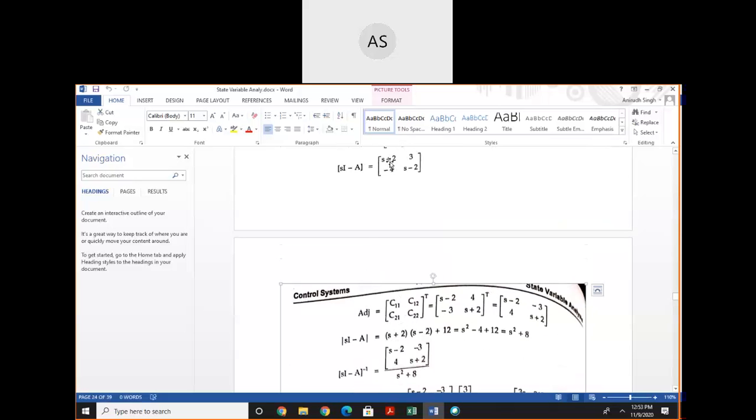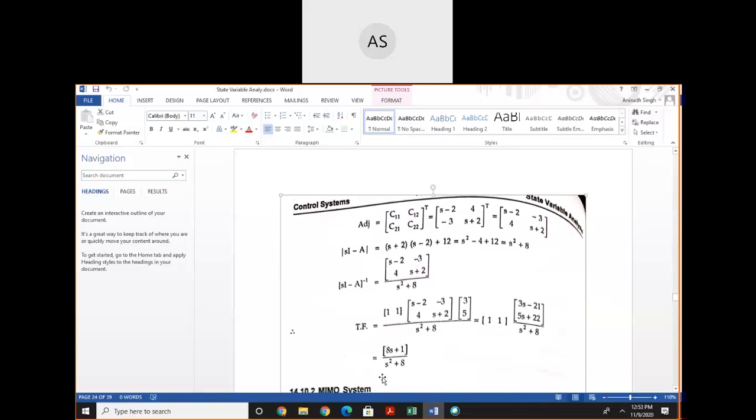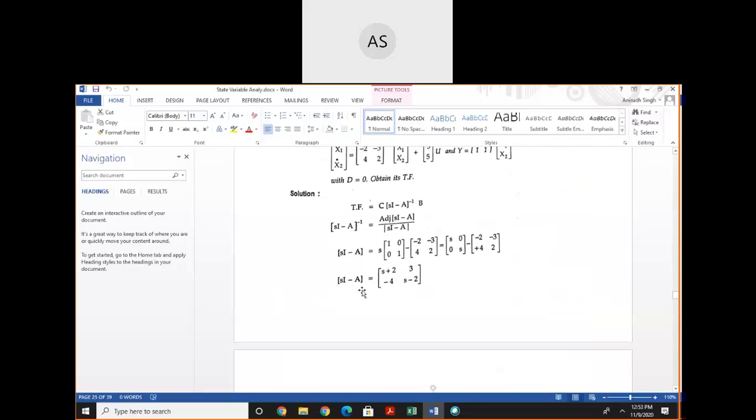Then calculate the determinant of SI minus A. The determinant of SI minus A is S plus 2 multiplied by S minus 2, plus 12. So this is the determinant value. So the inverse of SI minus A is given by the adjoint of SI minus A divided by the determinant of SI minus A. This is the inverse value of SI minus A.